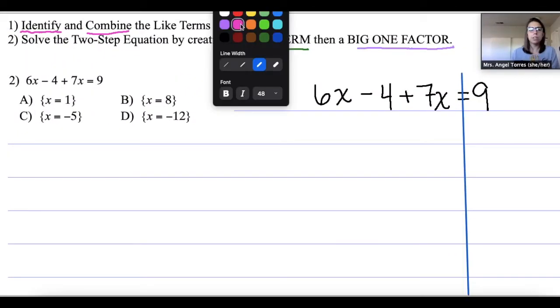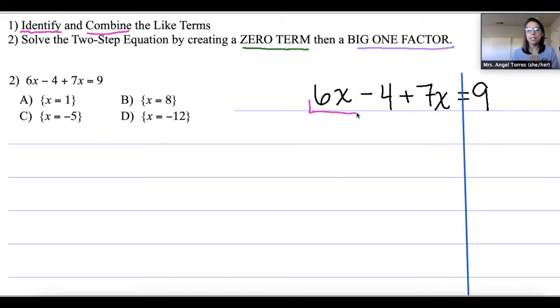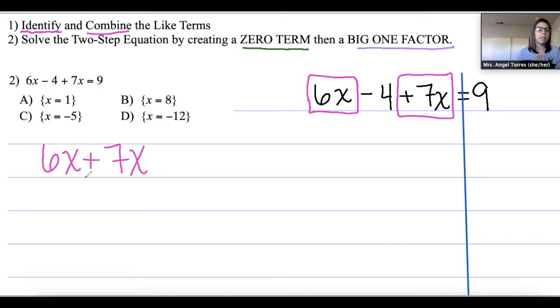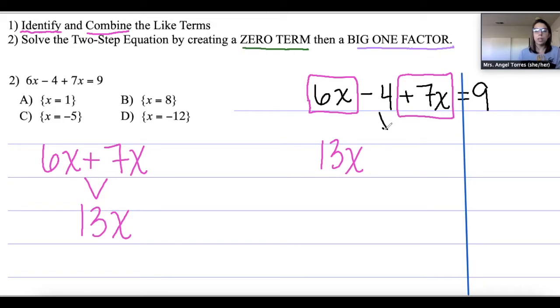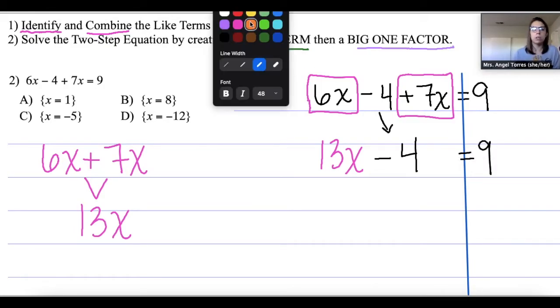Identify the like terms. So on the left side, I see a 6x. In fact, I'm just going to go ahead and put a box around it. Minus 4 is a constant, but I can combine it with a positive 7x. So off to the side, maybe I do this math. 6x's plus 7x's, that combines to 13x's. So I can combine that to a single term, bring down my minus 4, that's still part of the expression, and equals 9. So I've combined the like terms.